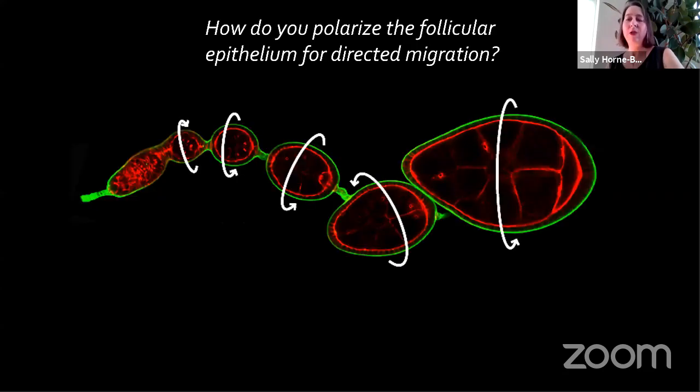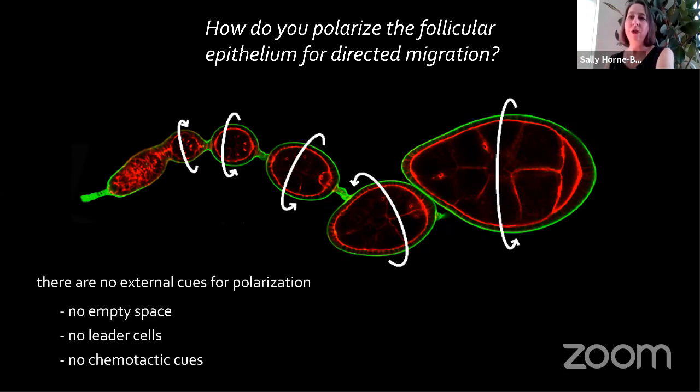So one of the biggest questions in any collective migration system is how you get all of the cells polarized in the same direction for collective movement. And I'm going to argue to you that this is a particularly hard question in the egg chamber. Because when we're talking about these follicle cells, this epithelium is forming a topologically closed tissue around the germ cells. And what that means is that there are no external cues for polarization in this tissue. There's no empty space for the cells to migrate into, no leader cells versus follower cells, no chemotactic cues.